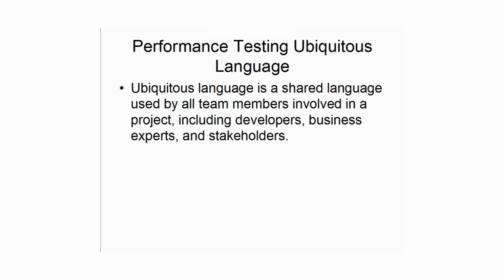As in any domain, in any activity, we have an ubiquitous language for performance testing. This is a common set of words and keywords used to communicate in a performance testing team. Ubiquitous language is a shared language used by all team members involved in a project, including developers, business experts, and stakeholders.